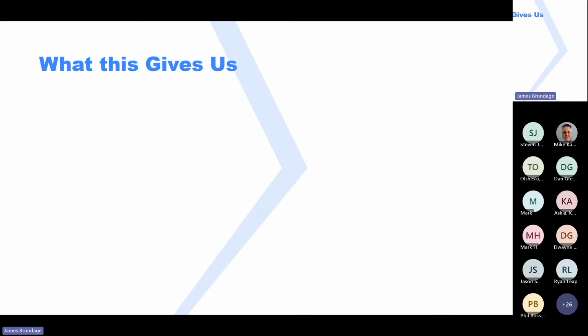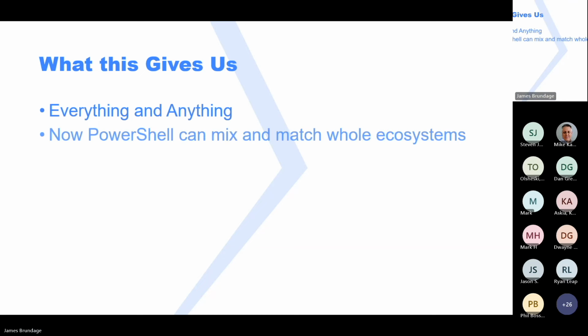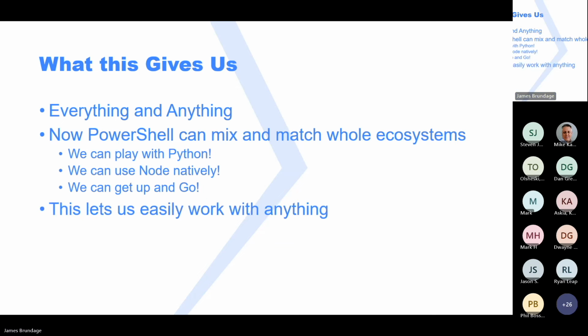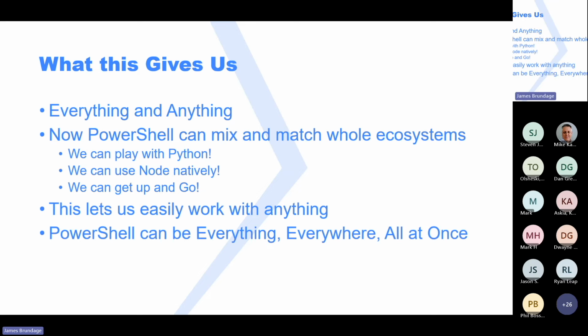Now, what does this give us? Everything and anything. Now PowerShell can mix and match whole ecosystems. So we are not limited to just PowerShell's ecosystem. PowerShell's ecosystem can now include every other ecosystem fairly seamlessly. We can play with Python, we can use Node natively, and we can get up and go. And this lets us easily work with anything, and PowerShell can therefore be everything, everywhere, all at once.